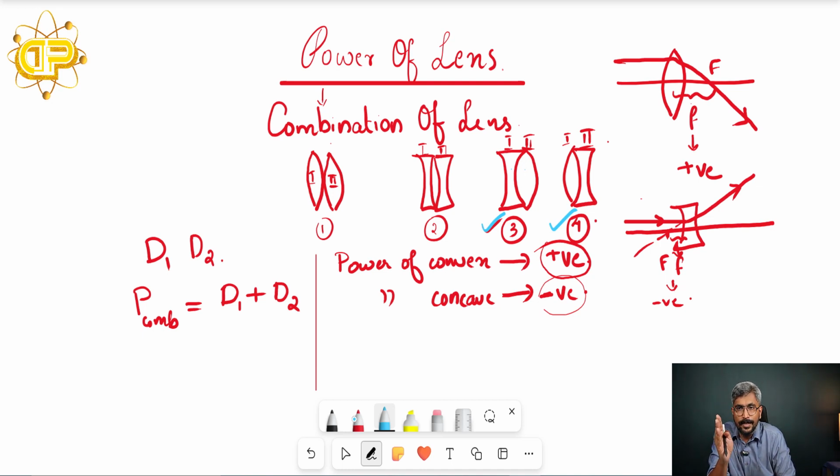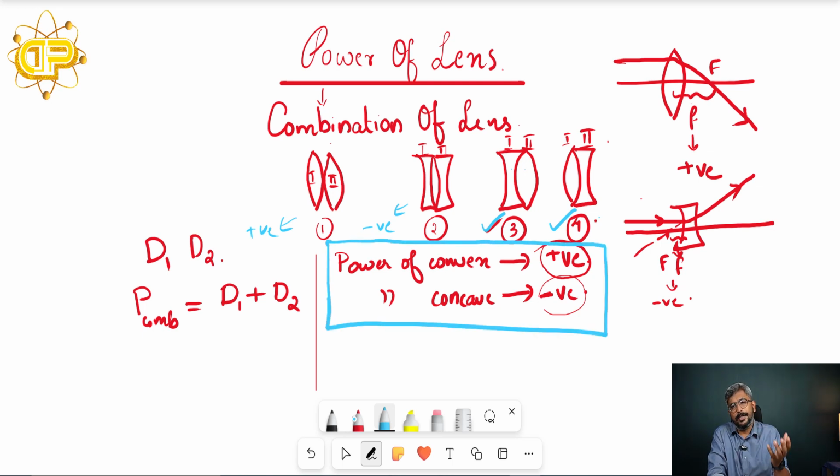Positive and negative will come, so the subtraction term will also come there. Make sure that you do not go wrong in the third and fourth cases. In the first case the combination will always be positive, and in the second case the combination will always be negative. In the third and fourth, it depends on whose power is larger. Accordingly, the sign of the effective power will come. I hope that you got the points. And this is about the combination of lenses. Make sure that this point is very important.